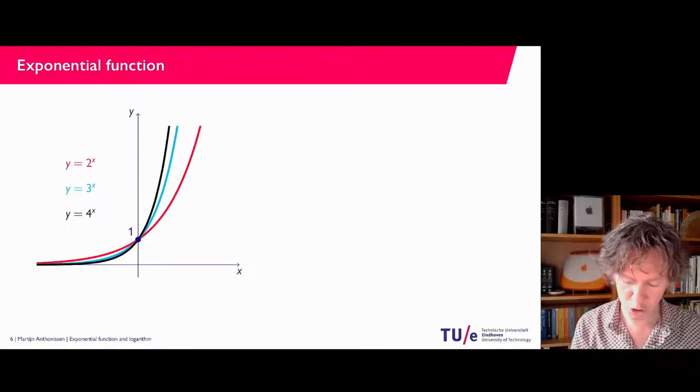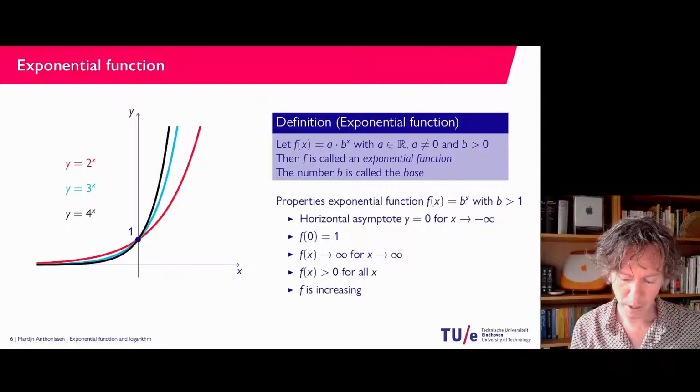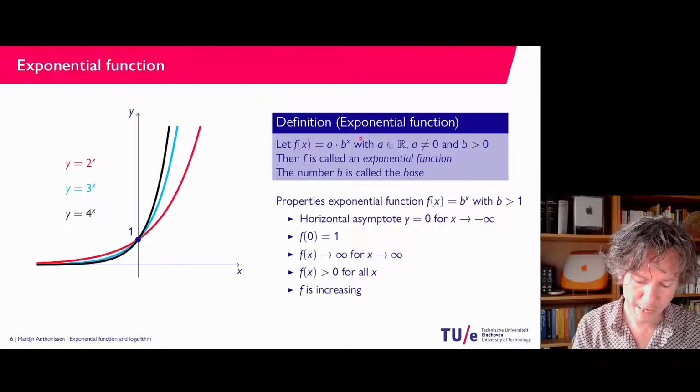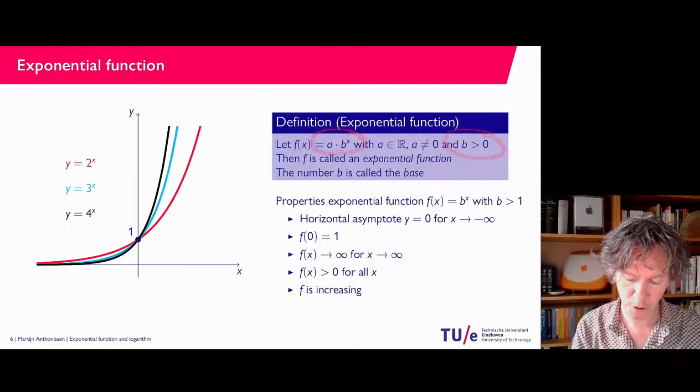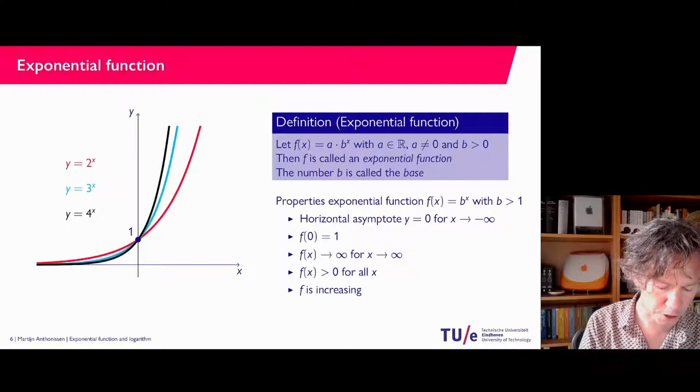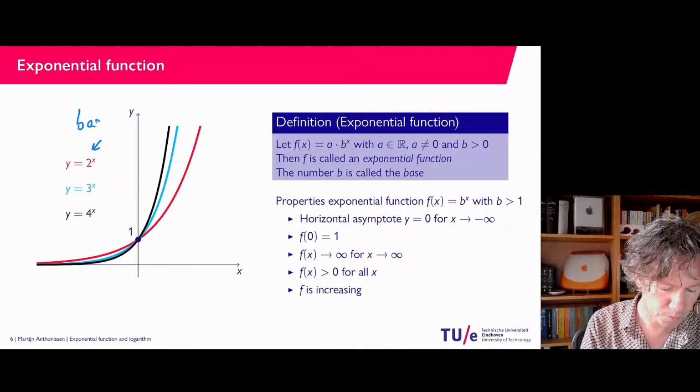So what we can see in general, some properties. We call a constant times b to the power x, where b is some positive number, an exponential function, and this number b is called the base. So what you see is that this thing has base 2, this thing has base 3, and the last one has base 4.